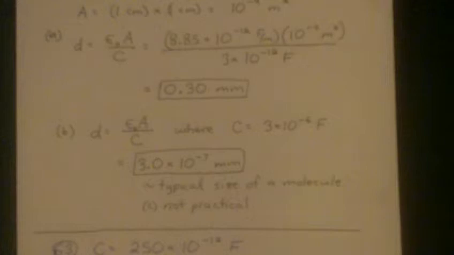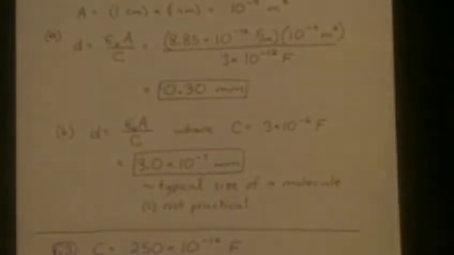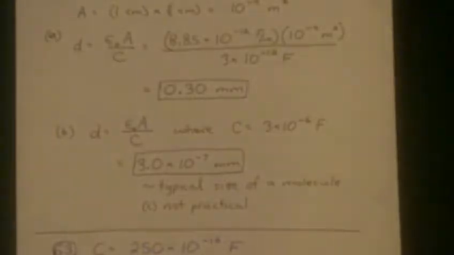That's 3 angstroms, or 3 times 10 to the negative 10 meters. That's the typical size of a single molecule. So no, that's not really practical for a capacitor. Part A, 0.3 millimeters, is more practical.